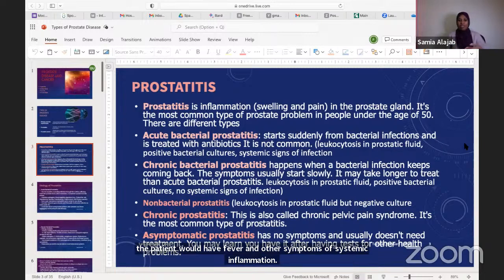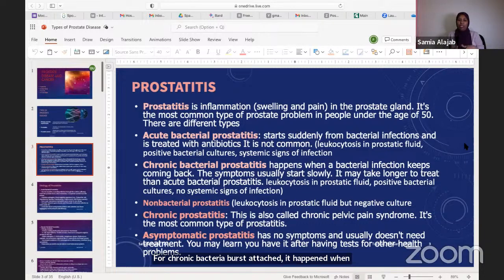Chronic bacterial prostatitis happens when bacterial infection keeps recurring. It's mostly long-term symptoms. Symptoms usually start slowly, and it may take longer to treat than acute bacterial prostatitis. Again, we have leukocytosis in the prostatic fluid and a positive bacterial culture. Here, there is no systemic sign of infection, so there will be no fever. Non-bacterial prostatitis is most probably just symptomatic, with symptoms like pain, but there is leukocytosis in the prostatic fluid and a negative culture.